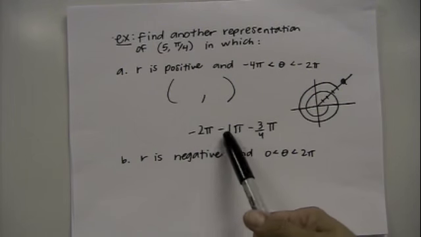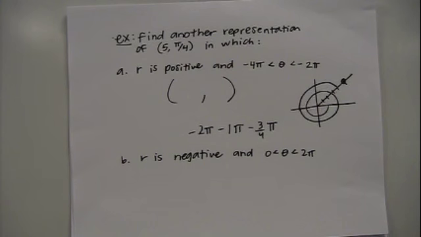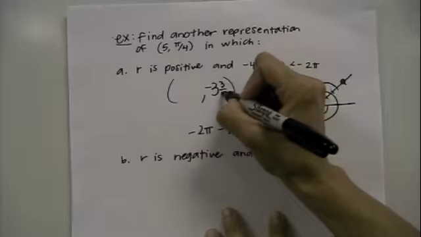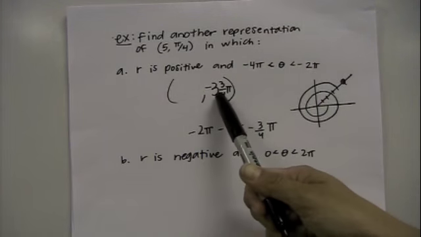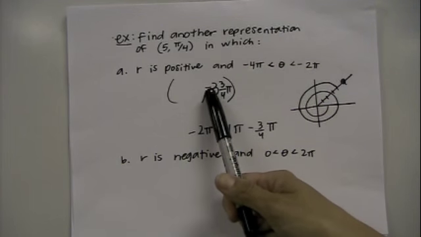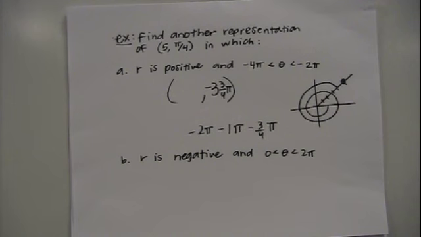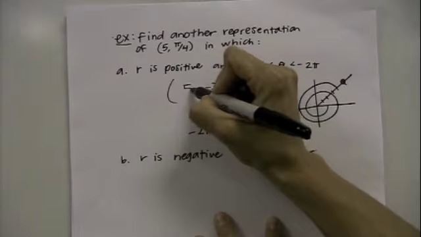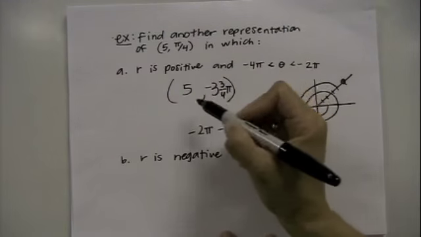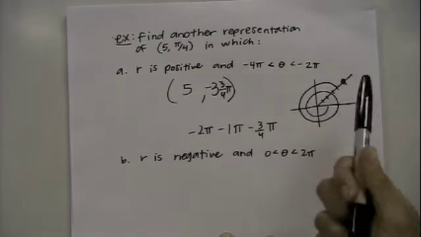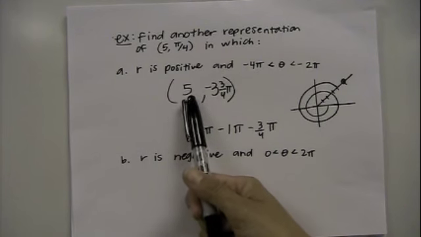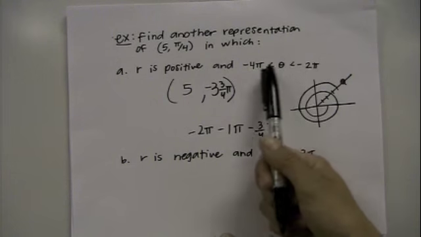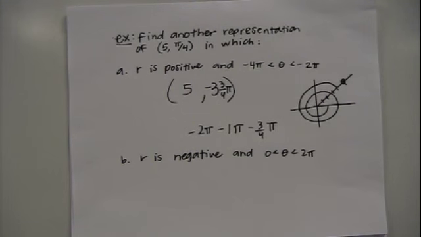So if you do negative 2 pi, negative 1 pi, that's negative 3 pi, and then another negative 3/4 of pi. So negative 3 and 3/4 of pi. You could definitely also write that as an improper fraction. And then we're still going out a distance of 5. So we have another representation for that point, and again r is positive, it's positive 5. And then our angle, negative 3 and 3/4 pi, does fall in between the desired condition.